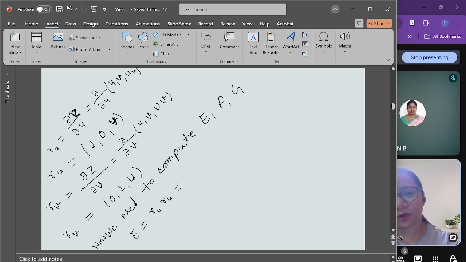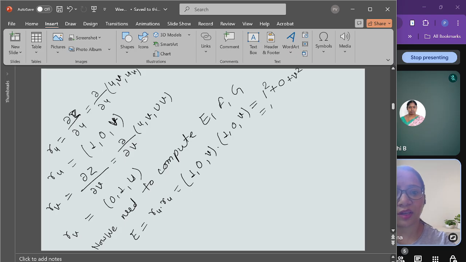So what we have got, Ru is (1, 0, v), and we take the dot product of (1, 0, v) with itself. Here we get 1 into 1, that is 1 square, plus 0, plus v into v, so v square. So you will get 1 plus v square for E, right?